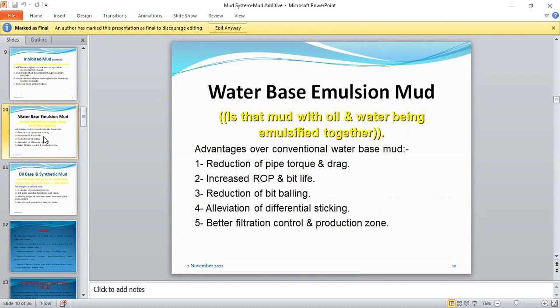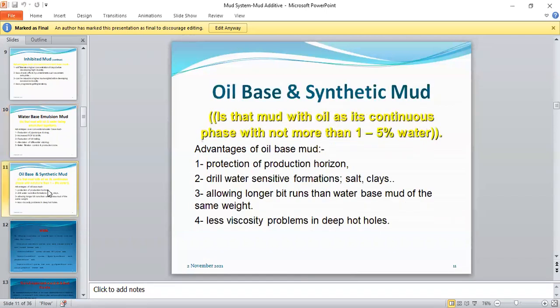But with water-based emulsion mud, the bit life is extended. It helps preserve the bit's life.